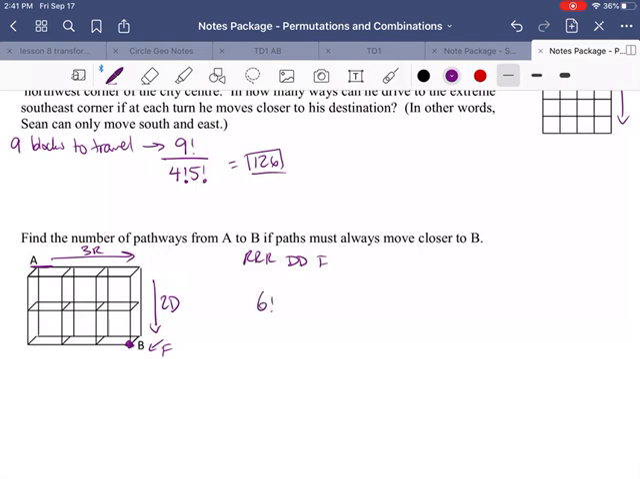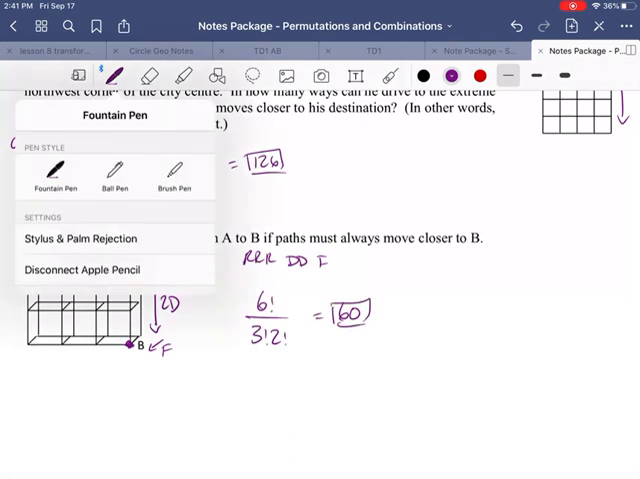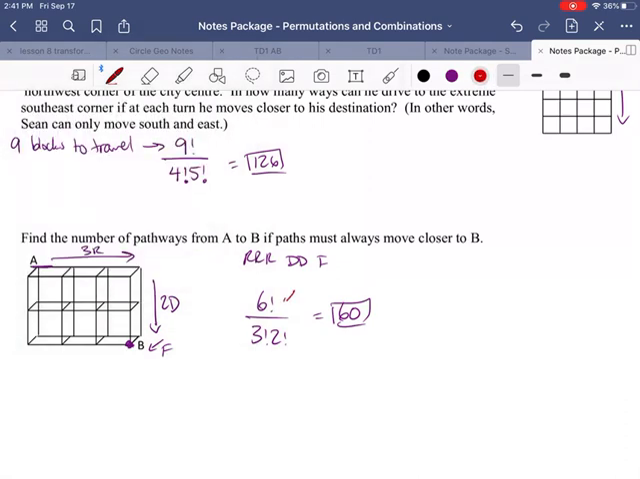So in total, there's 6 moves to make, so 6 factorial, and then 3 factorial, 2 factorial for the right and the down, and we get 60 different ways. Okay, now you could highlight this if you wanted. This is your total moves, and this is the repeating rights, and this is the repeat down.